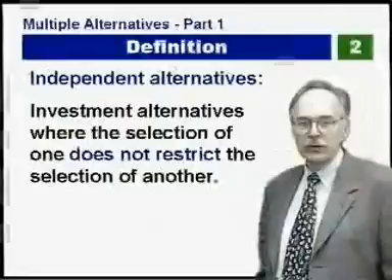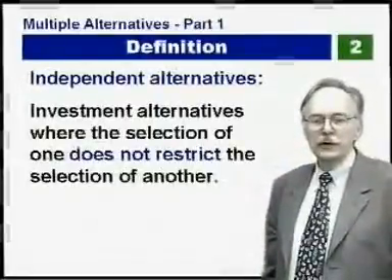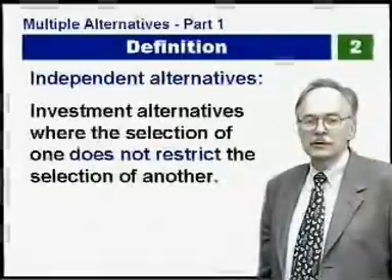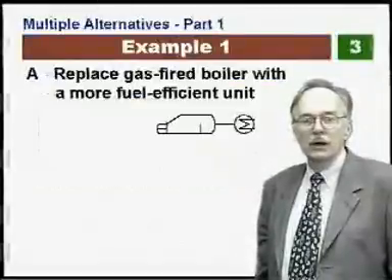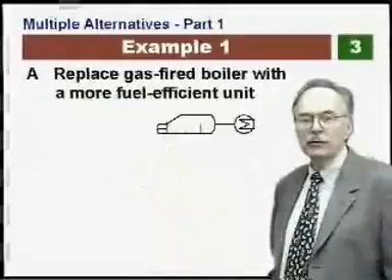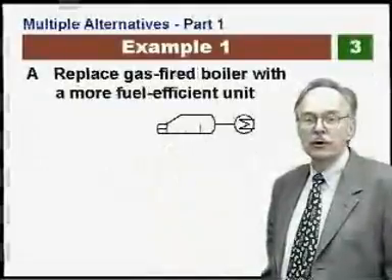Let's start with our first definition. We say investment alternatives are independent when the selection of one does not restrict the selection of another. Let's look at our first example, which illustrates this definition. Here we have alternative A, which is to replace a gas-fired boiler with a more fuel-efficient unit. The motivation there being to save fuel cost.